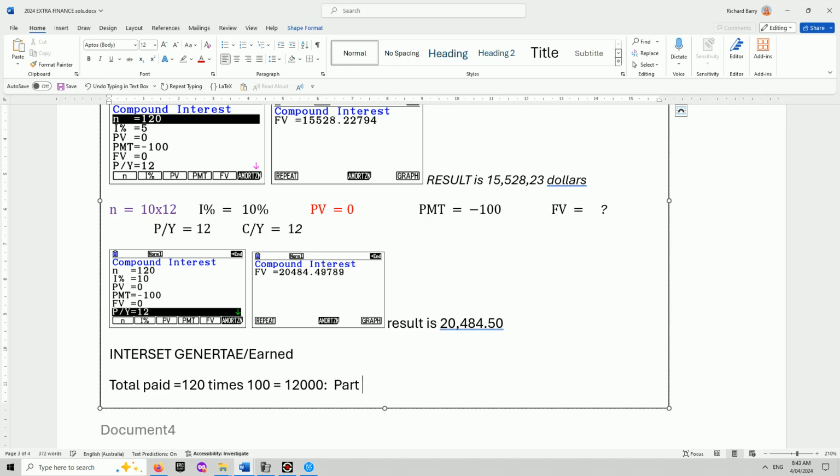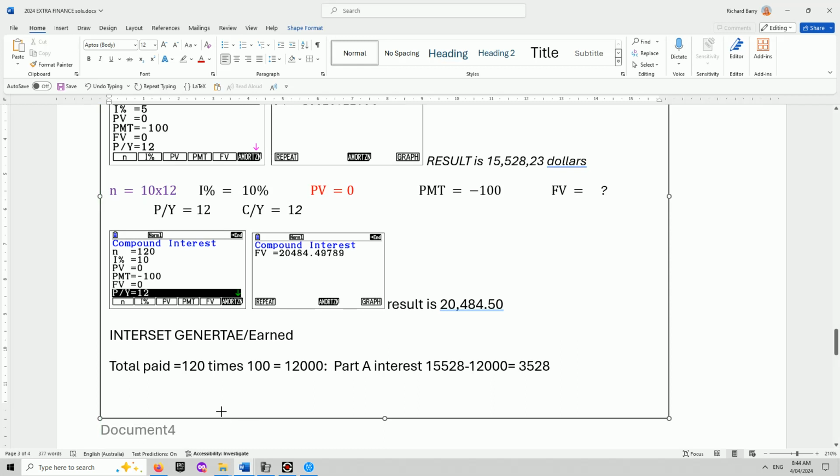So part A, the interest was 15,528, take 12,000, so equals about 3,000. 15,000, take 12,000, it's about 3,000, okay? Always with making the box bigger.